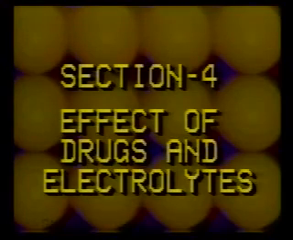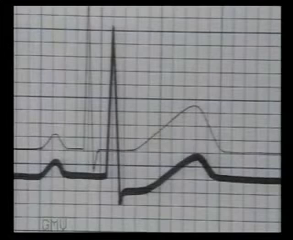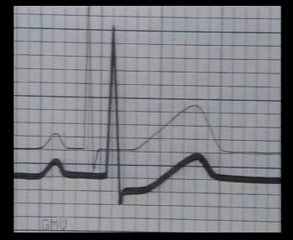In this section, we will study the effect of certain drugs and electrolytes on the ECG. First, digitalis effect and toxicity. This is an ECG of a patient on digitalis. The thin drawing in the background is a normal tracing for comparison. Note the prolongation of PR interval to 5.5 small squares or 0.22 seconds, indicating first degree AV block.